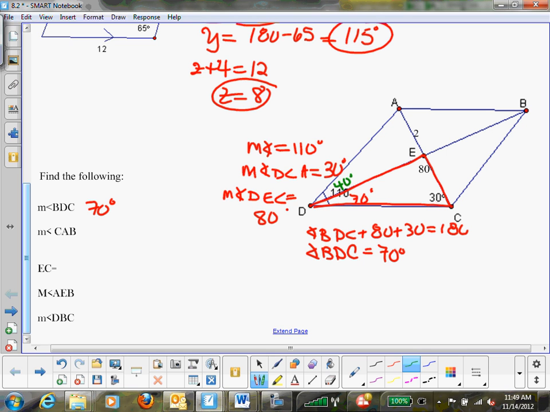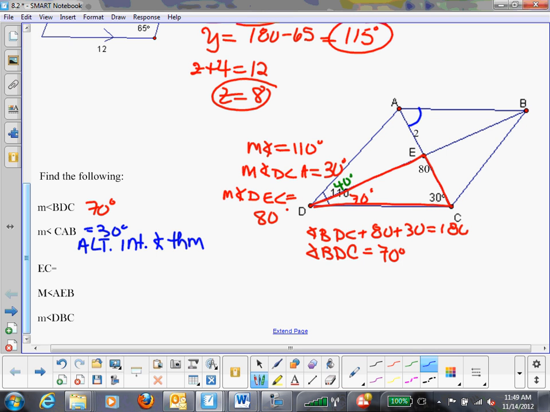All right. So let's look at measure of angle CAB. CAB is this angle currently right up here. What is that one? Why is that one 30? Alternate interior angle theorem. We have parallel lines cut by a transversal. Your diagonal is going to be your transversal. So you've got to use some of these old theorems that we used in chapter 4. So this one and this one are cut through.